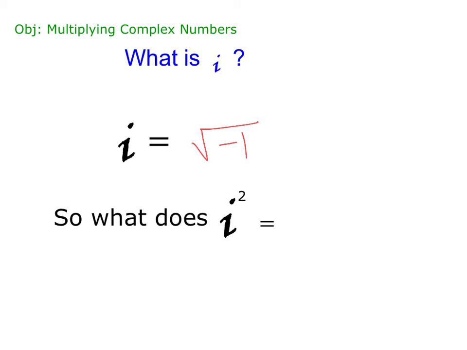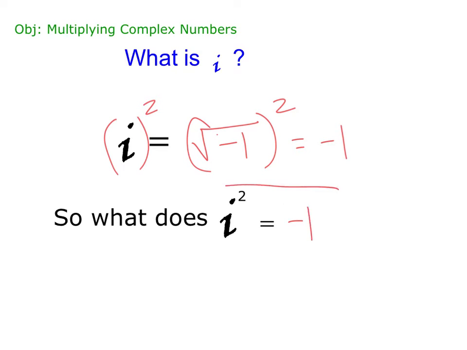So now here's the question. What would be i squared? If I square the left side and square the right side, what happens to a square root and a square? They're inverses. They undo each other. So we just get negative 1. So i squared equals negative 1. That's really important. i squared equals negative 1.